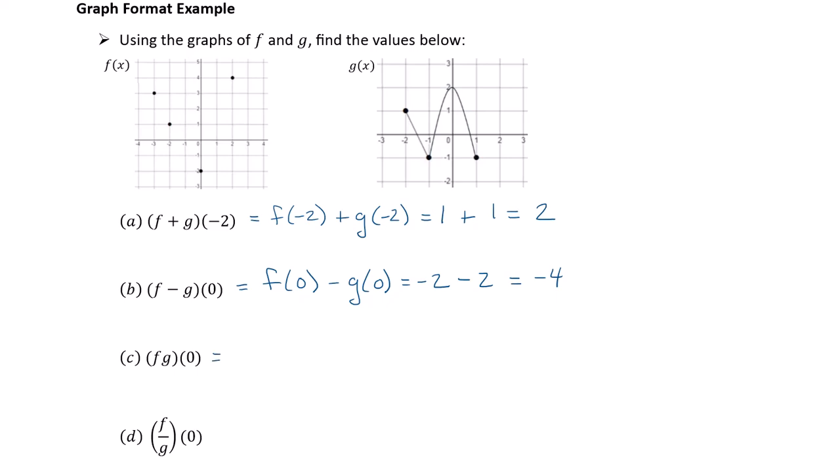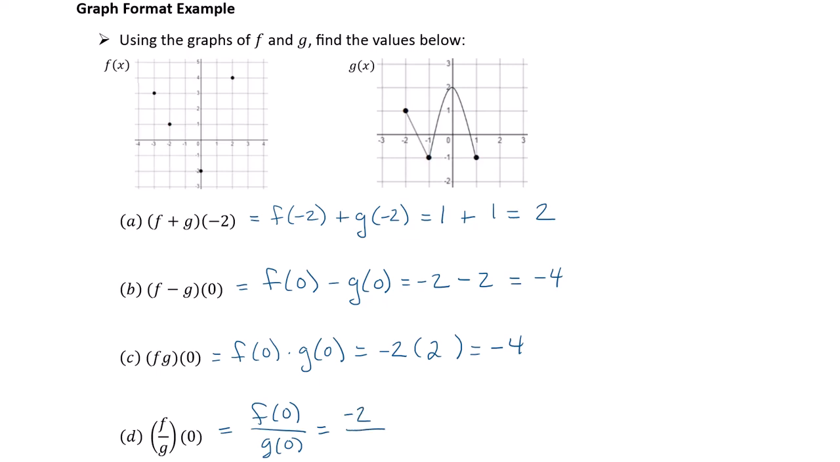F times g of 0. This means f of 0 times g of 0. F of 0 again is negative 2 times g of 0, which is 2, giving us negative 4. Now f over g of 0 means f of 0 divided by g of 0. F of 0 is negative 2 and g of 0 is 2. Negative 2 divided by 2 is negative 1.